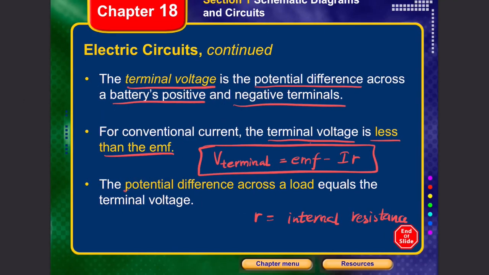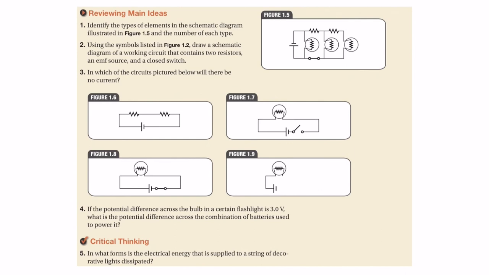Now the general potential difference across a load generally always equals the terminal voltage. So use the things that we have learned now. So pause the video right here and try to answer these questions.